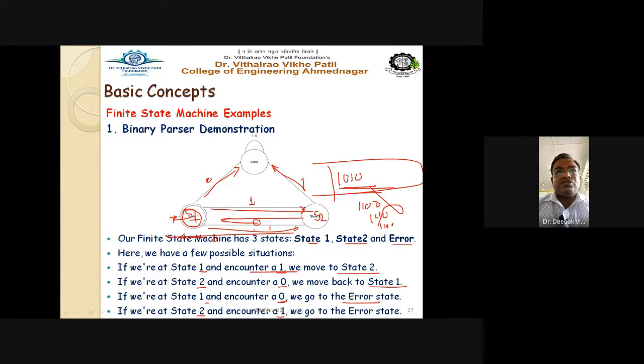But if it is a 0 here, definitely it will not go to state 2. It will go to some error state, right? And if it is a 1 input at state number 2, definitely it will not go to S1. It will go to error state.